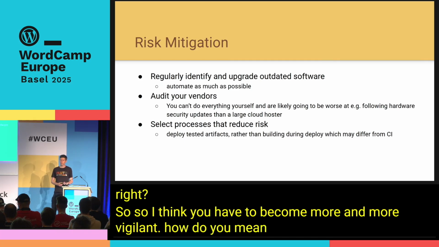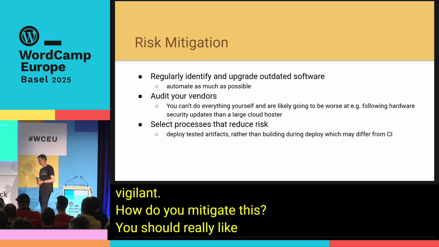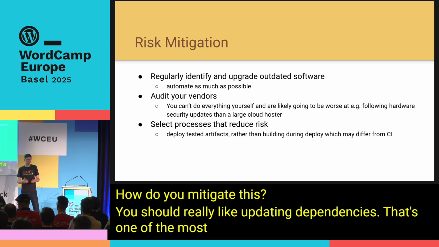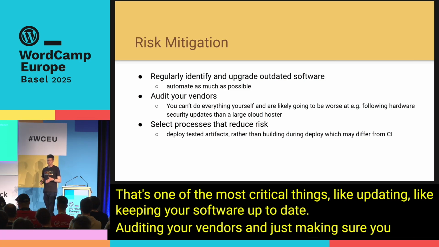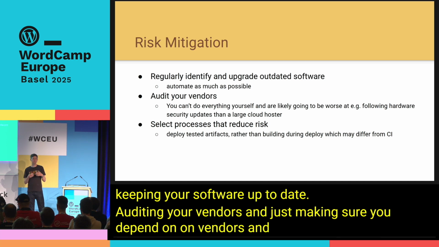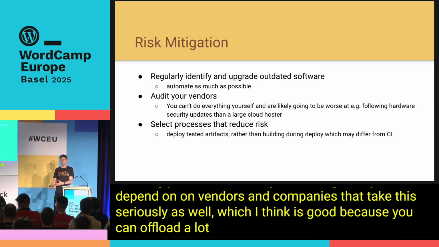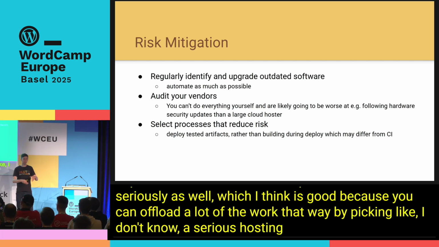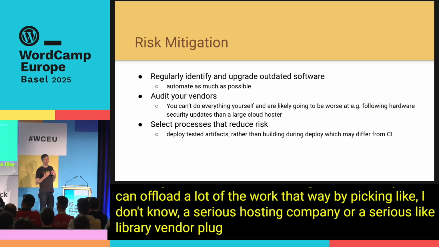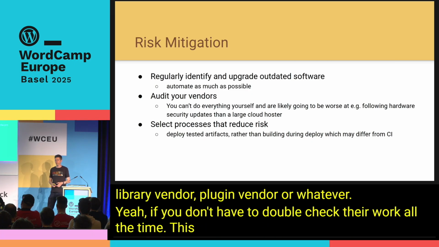How do you mitigate this? You should really keep updating dependencies. That's one of the most critical things, I think: keeping your software up to date. Then auditing your vendors and making sure you depend on vendors and companies that take this seriously as well, which I think is good because you can offload a lot of the work that way by picking, I don't know, a serious hosting company or a serious library vendor, plugin vendor, whatever. If you don't have to double check their work all the time, this is a lot of value, I think.